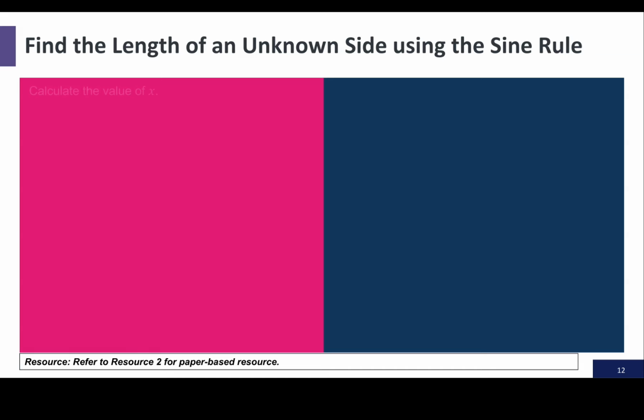Here's another example. Again with this problem, we are trying to find the length. So I've labelled this side as lowercase a, therefore the opposite angle is capital A. The 7 centimeter side is lowercase b. The 43 degree angle is capital B.